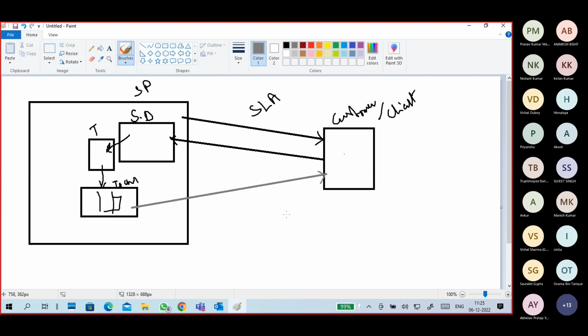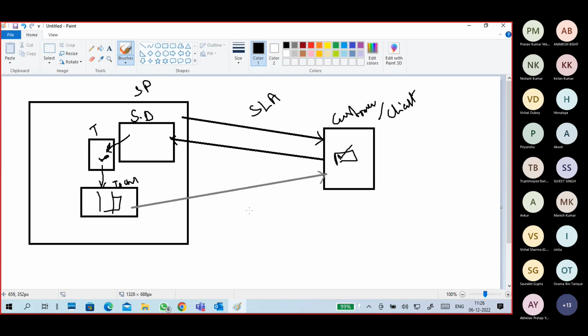We will reach the customer, and finally the customer gets the issue solved. The issue is resolved now. Then we close the ticket. Yes, the customer's issue is resolved, then we close the ticket. Okay, this is what happens in the organizations.